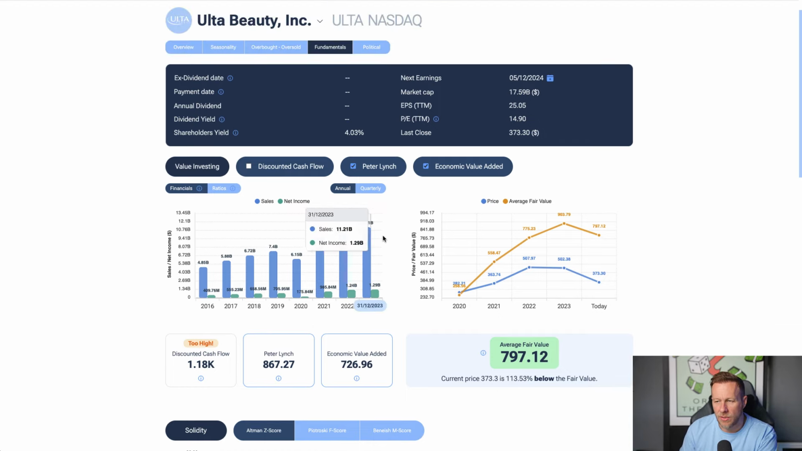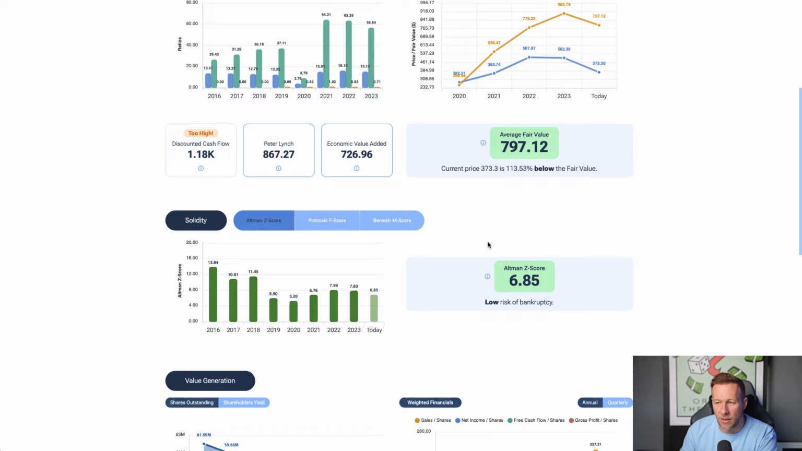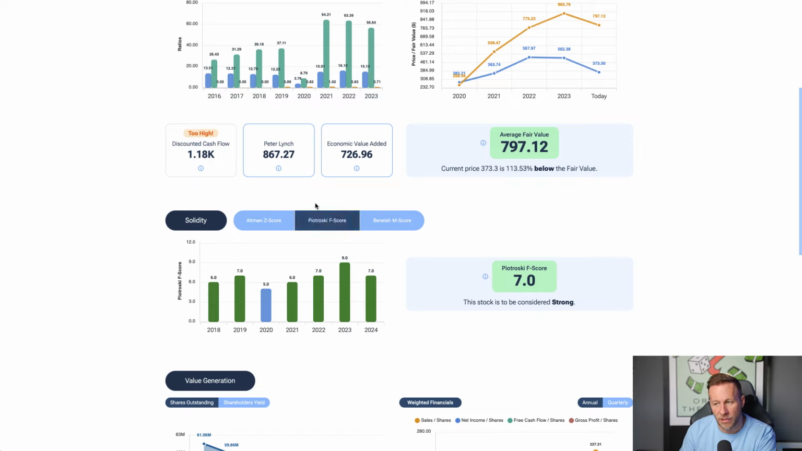And then looking at the financials on here, you can see the ratios. We can see great ratios, profit margin very, very high, the return on equity, ROE, the debt to equity. So you can see that the company's got more cash than it actually owes. You can scroll down, you see the Altman Z score, low risk of bankruptcy, the Petroski score, very, very strong. The Beneish M score, very unlikely to be manipulating its earnings.